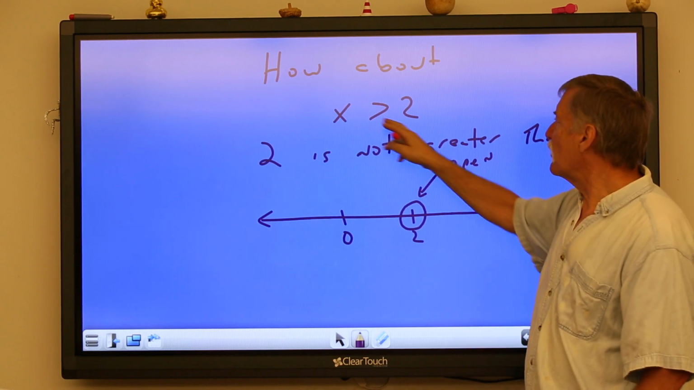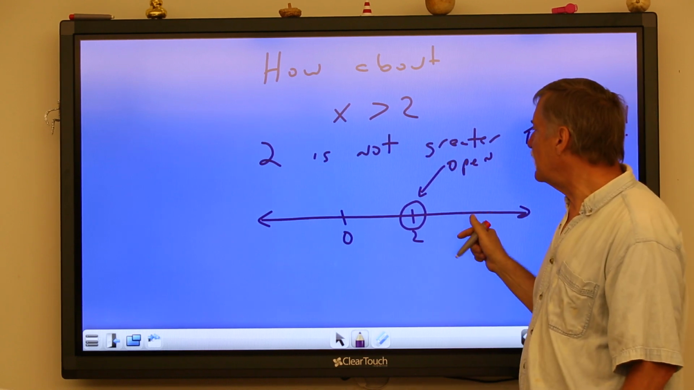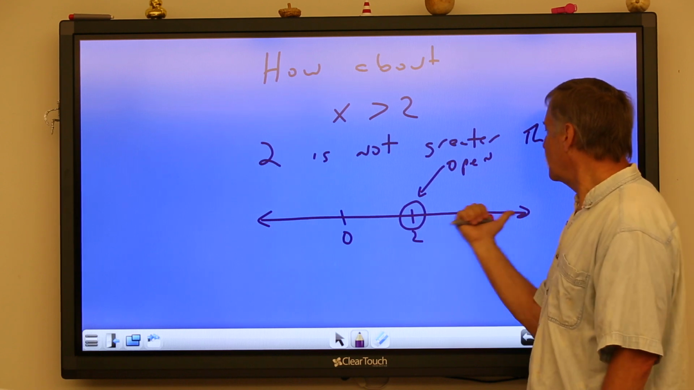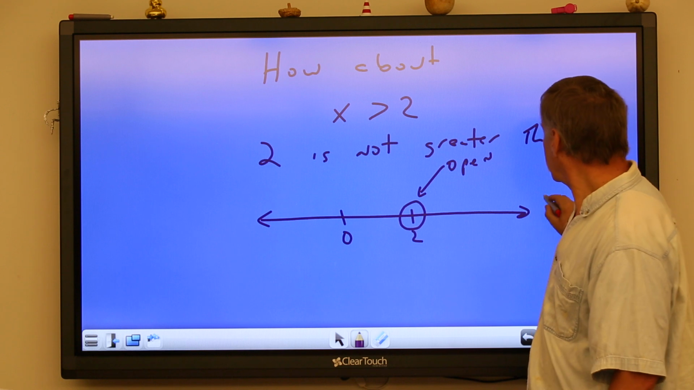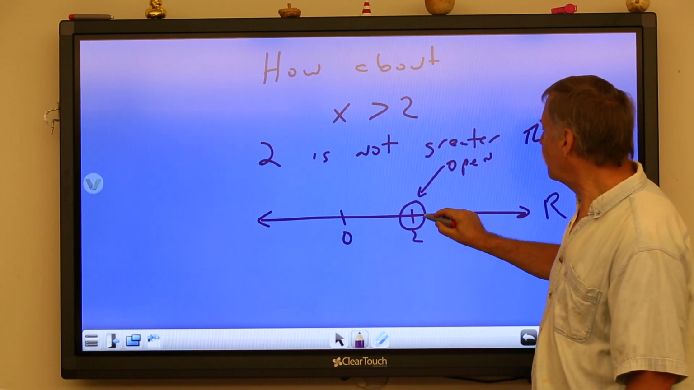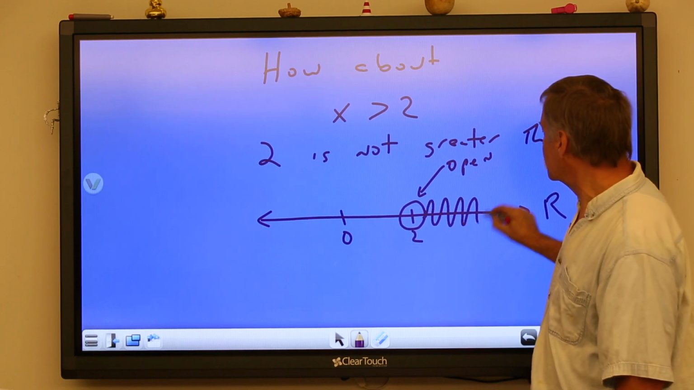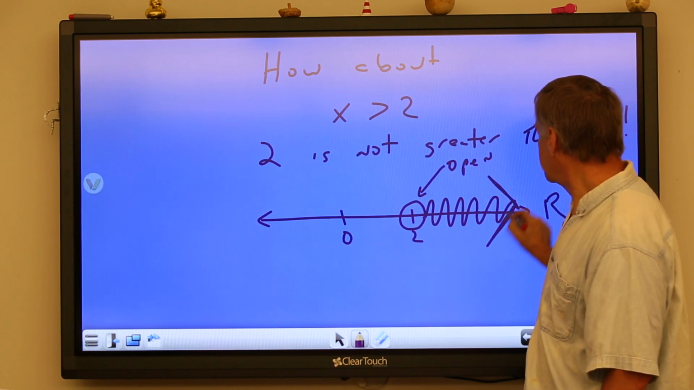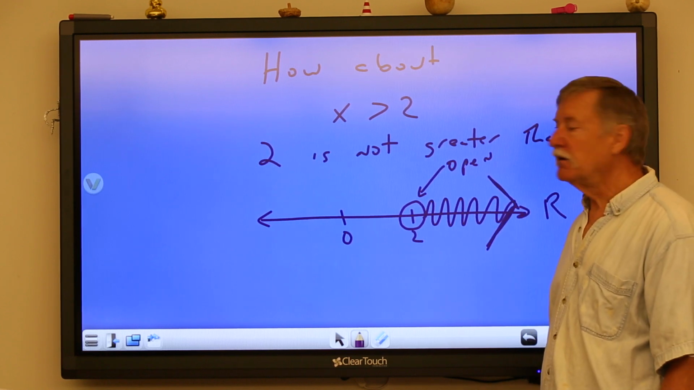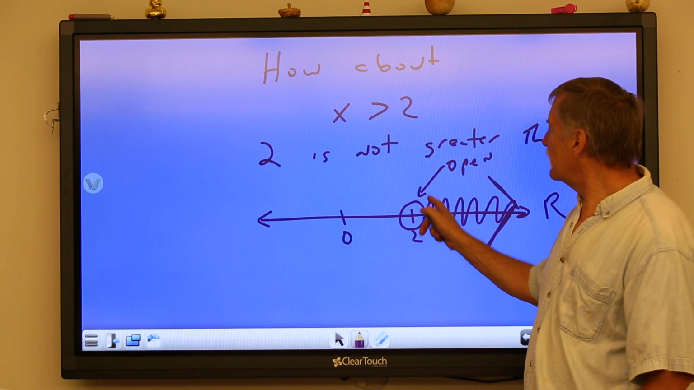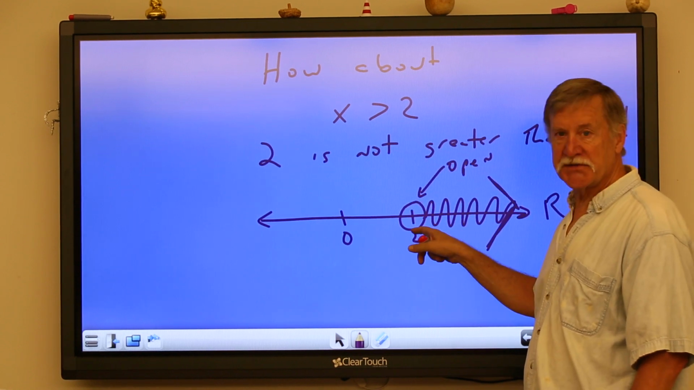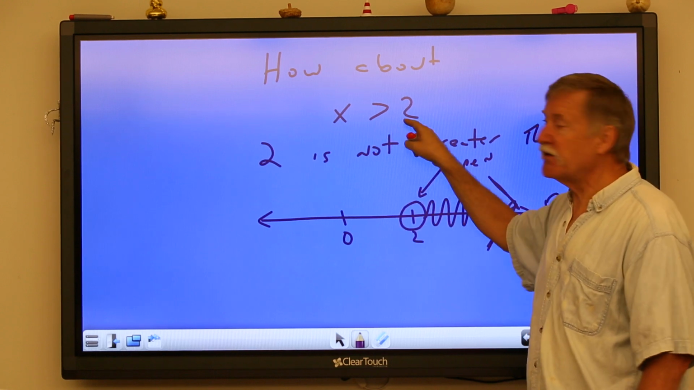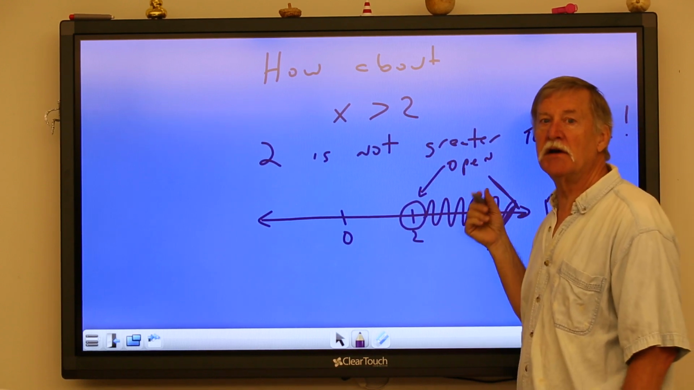And then I want all the numbers that are more than 2. Numbers that are more than 2 are all going to be to the right here. And so from this open circle, I'm going to shade and draw a nice big arrow on the number line. So the difference here is that when there is not an equal to sign, I use an open circle. When there is one of these equal to signs, I use a closed circle.